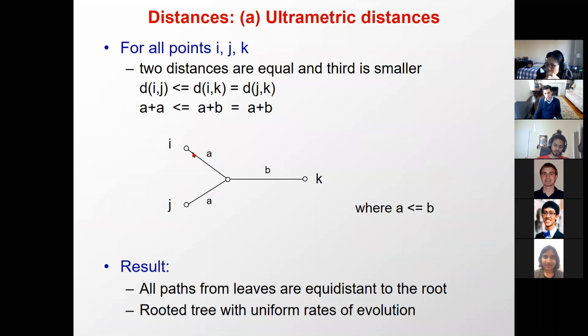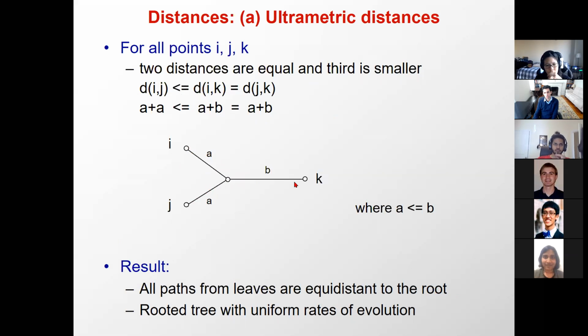We can now define conditions under which we know that the distances in a matrix are in fact sampled from a tree. The easiest way to think about this is that if i, j, and k were sampled from a tree, if the pairwise distances were sampled from a tree, then there must be some assignment where two of the distances are identical, namely i to k and j to k must be identical. And the third one must be smaller than the other ones.